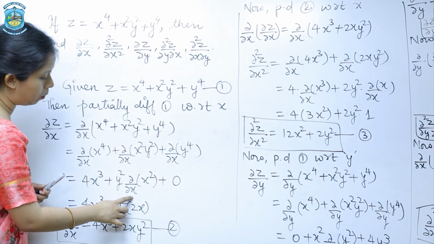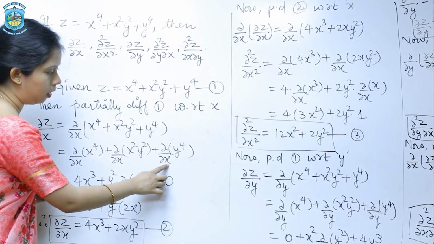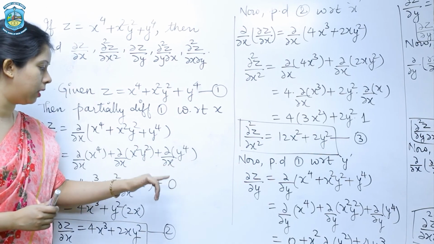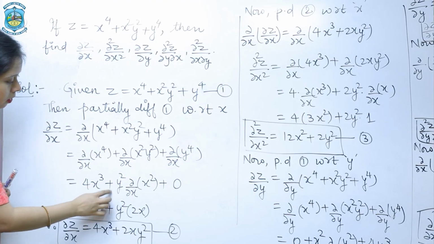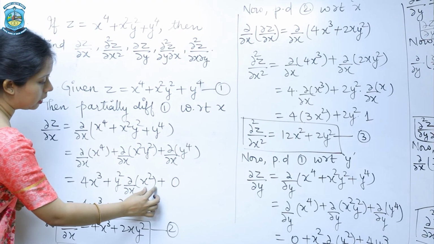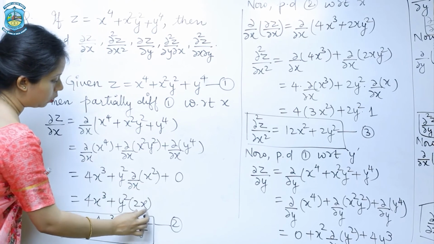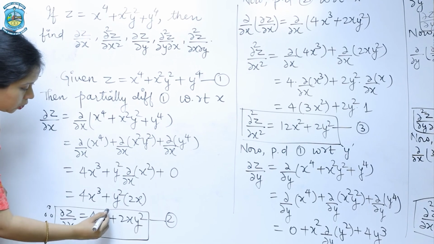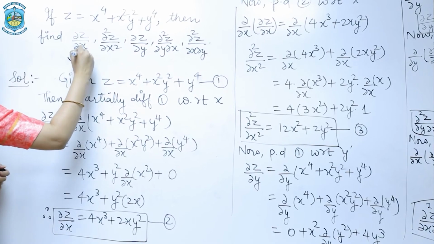So we are left with del upon del x of x square. And as we all know, we are partially differentiating y with respect to x, so that would be a constant and derivative of a constant is 0. So 4x cube plus y square into, using the same formula, that is d by dx of x raised to the power n, we get 2x. So on simplifying, del z upon del x is 4x cube plus 2x y square. So this is the value of del z upon del x.